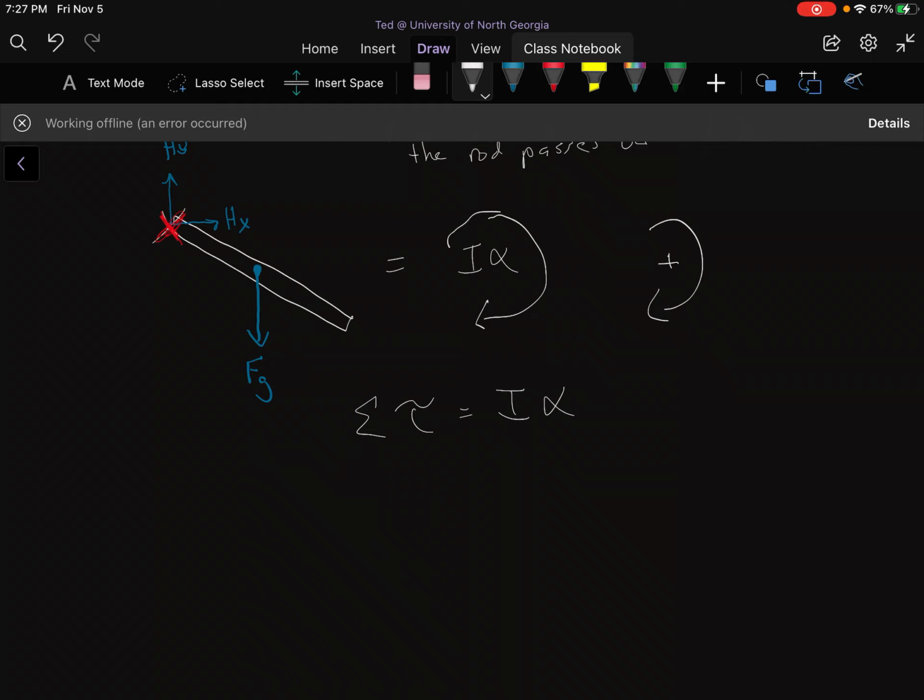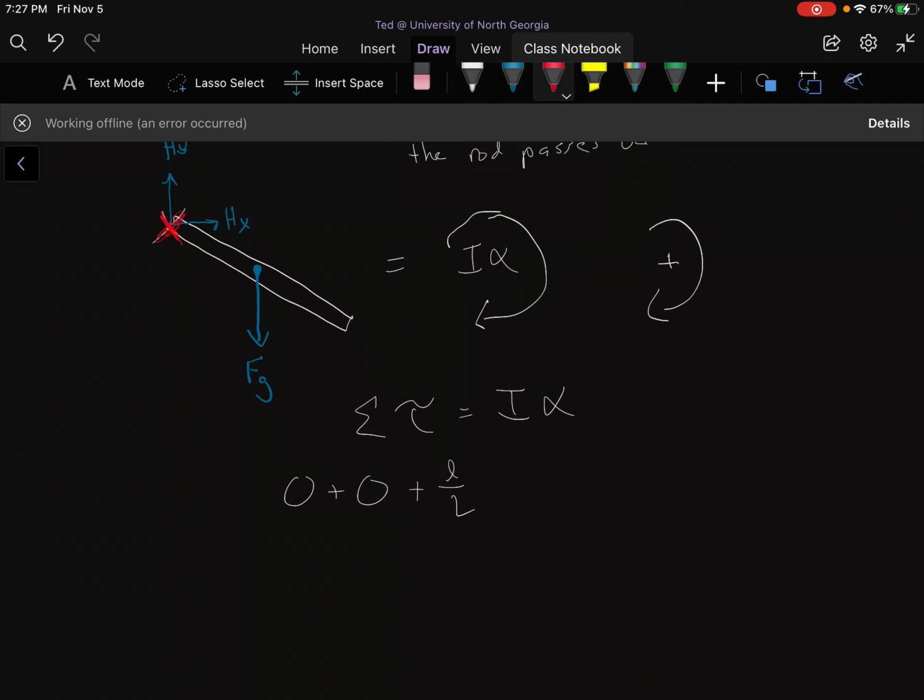All right, so we've got three potential torques: the torque from Hy, the torque from Hx, and the torque from the force of gravity. The torque from Hy is 0 because the lever arm is 0. The torque from Hx is also 0 because the lever arm is 0. And for gravity, we need the lever arm, which is going to be half the length of the rod.